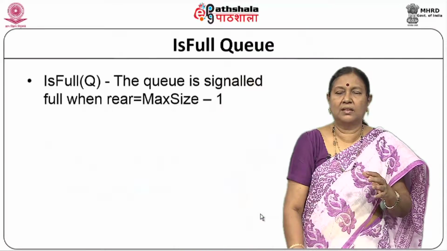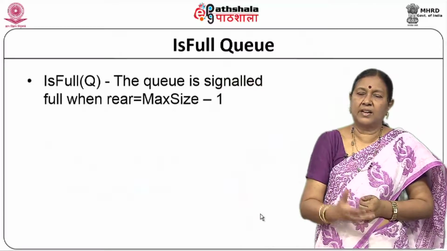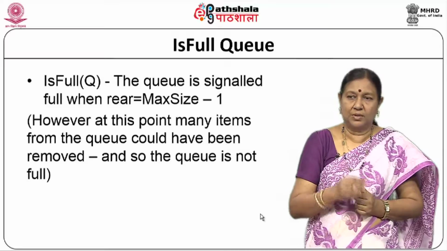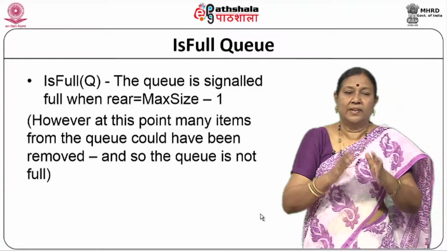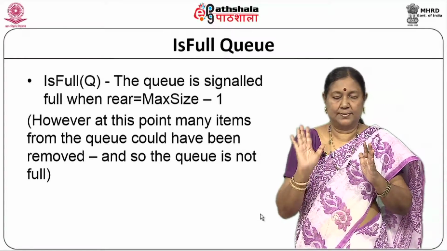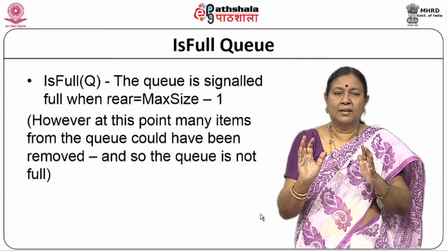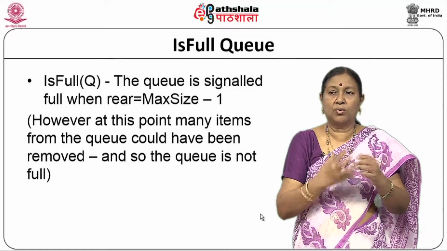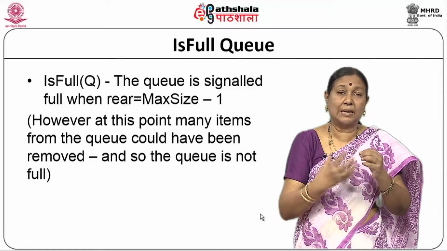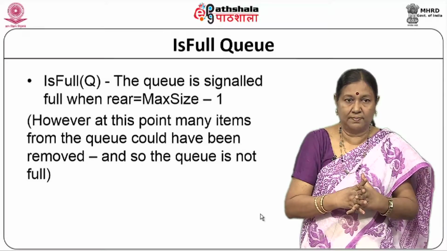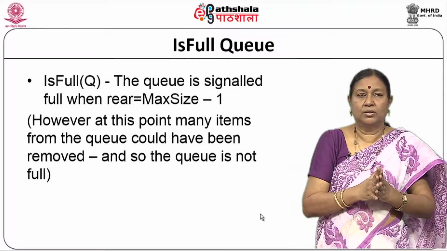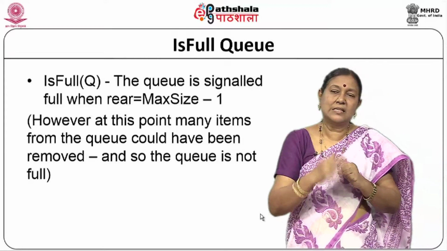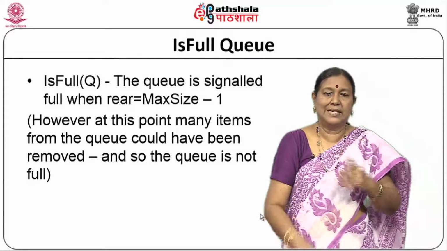So, next is full. How do you check is full? The is full signal is raised when rear is equal to max size minus 1. Now, how many items at this point could have been removed is the issue that we are going to talk about. We are just checking whether rear is equal to max size minus 1. So, many items of the queue could have been removed, so the queue is not full. What we mean by this is the capacity of the array has not been used. That is the meaning of queue is not full. So, this is an important activity that we are looking at, and this is why we go to the next type of implementation. We will discuss that as we go.